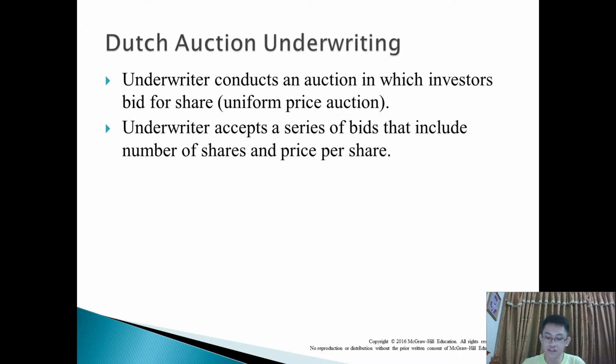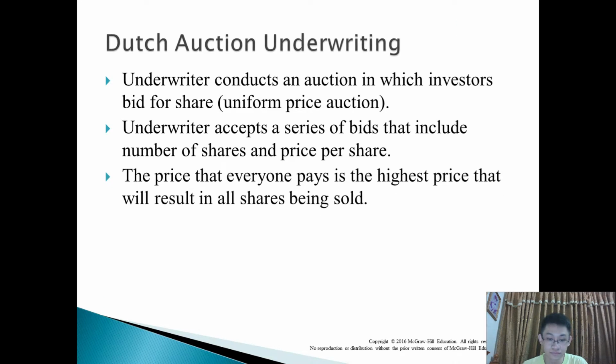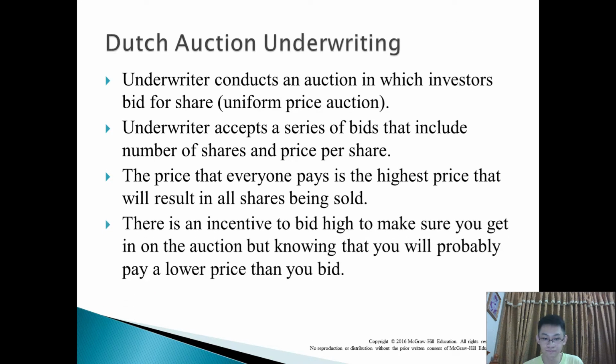This approach is relatively new in the IPO market and has not been widely used there, but it is very common in the bond markets. The price that everyone pays is the highest price that will result in all the shares being sold, and if the amount of buyers for each share exceeds the amount of shares that they have, there will have to be some sort of allocation. There is also an incentive to bid high to make sure that you get in on the auction, but you know that you will probably pay a lower price than the price you actually bid.